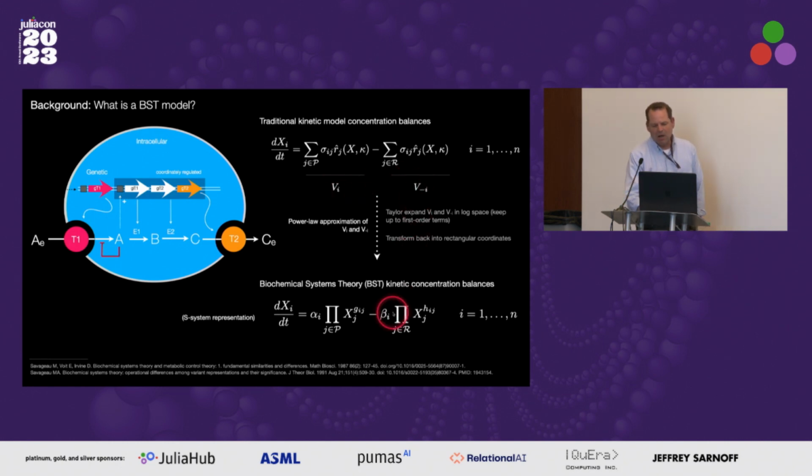BST models have different representations, and what we're going to talk about today is something called the S-system representation, which is this net power law type representation. They have a really nice mathematical structure. You have essentially a lumped rate constant that describes the net rate of production of component I, and then a lumped rate constant that describes the net rate of consumption of component I, and then these reaction orders G and H are your nonlinearity in the system.